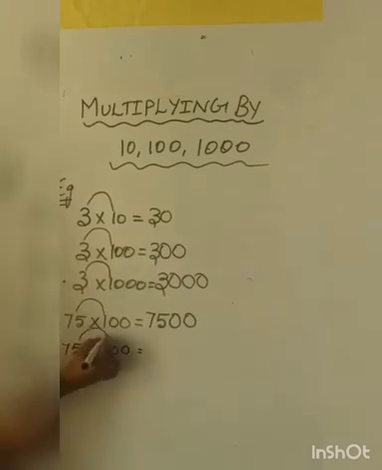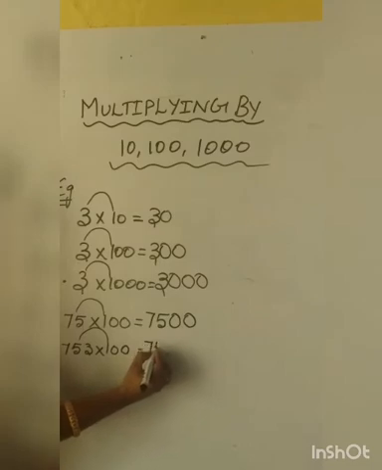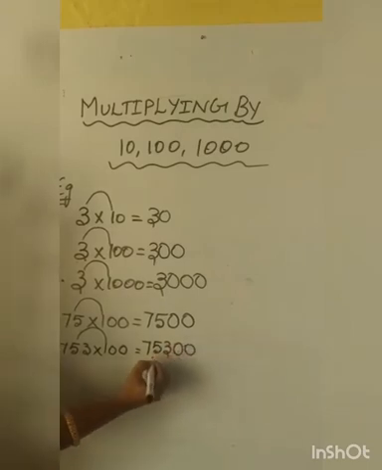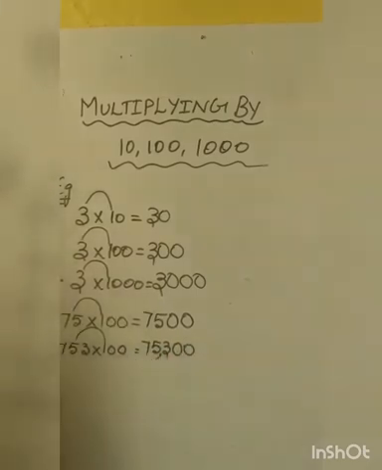First I have to multiply 753 by 1. 753 multiplied by 1 is equal to 753. How many zeros? 2 zeros. So the answer is 75,300. Okay.